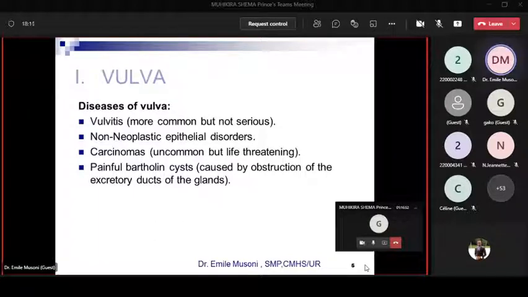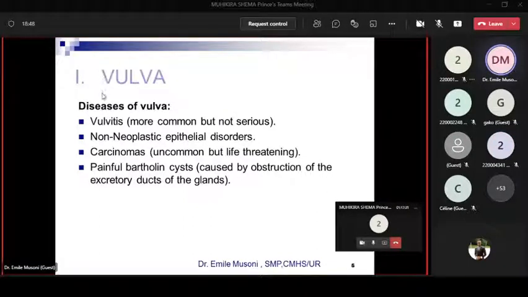In common for those diseases, there is inflammation, benign tumors, and malignant tumors. For the inflammation, there is what we call vulvitis. This one, they say it is more common but not serious. There are some non-neoplastic epithelial disorders, and then carcinomas. These are uncommon, but they have a poor prognosis.